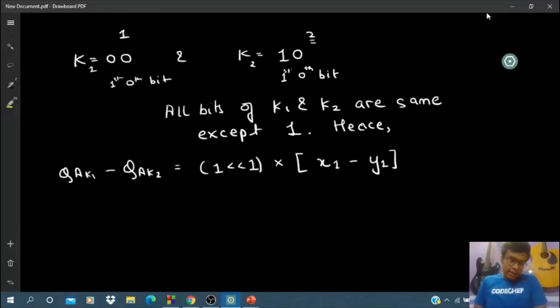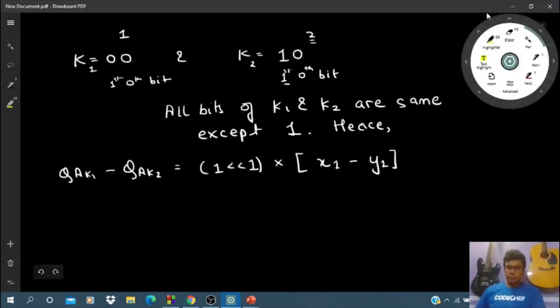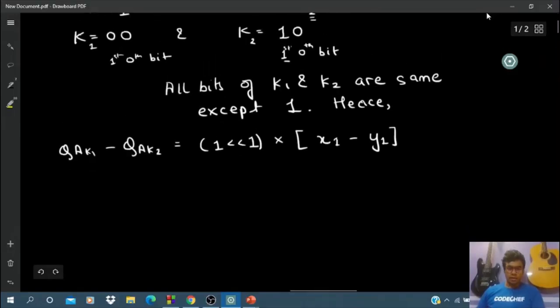So the main idea is that between K1 and K2, all of the bits are the same except one bit, in this case, the first bit. So let's talk about what this value might be, what the difference of these values might give us.